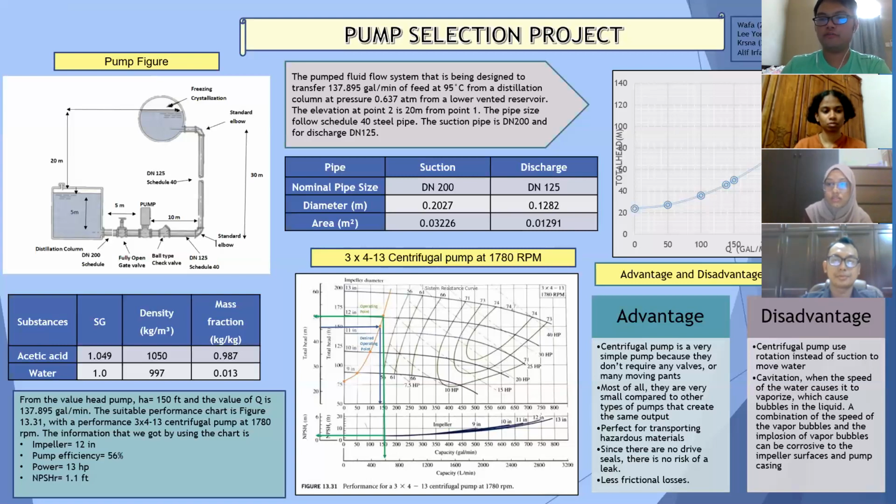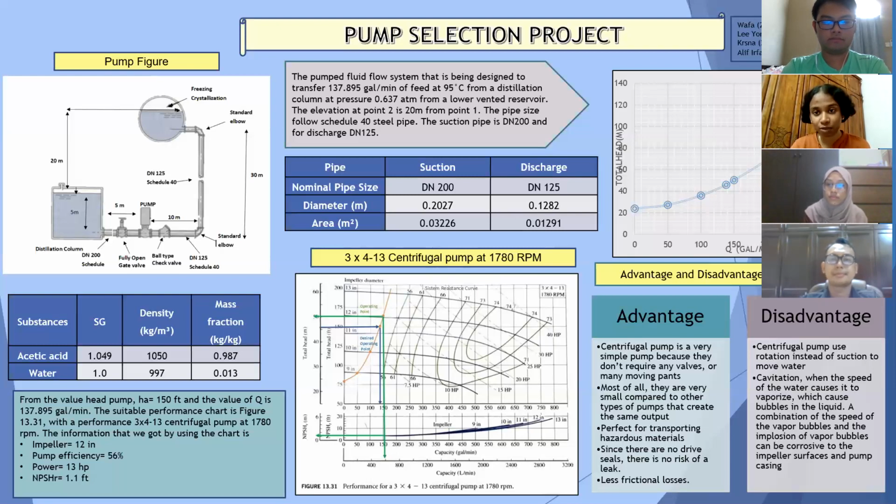All right, Krishna, can you please explain to us the system resistance curve? I'm going to present SRC. SRC represents the resistance offered by the system. The pressure developed by the pump must be high enough to overcome the resistance developed by the system. This pressure is known as total head. Total head can be divided into two components, which are total static head and friction head.